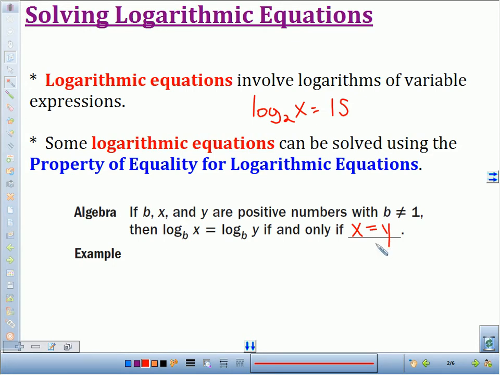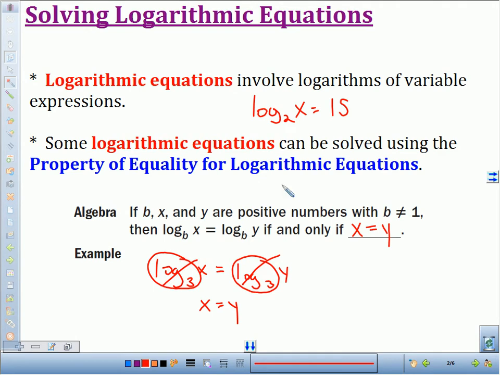Remember, the exponential equation says that if I have b to the x equals b to the y, then x equals y. This is basically the same thing. If I have log of x equals log of y, then x equals y. So, for instance, if we had log base 3 of x equals log base 3 of y, then x equals y. These things can go away. And just like with exponentials, that's a handy little trick. That'll make life a little bit easier for us.